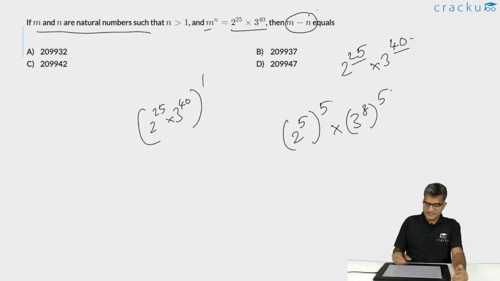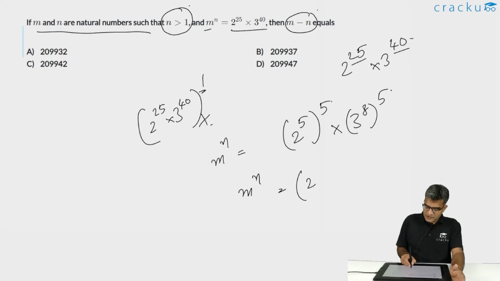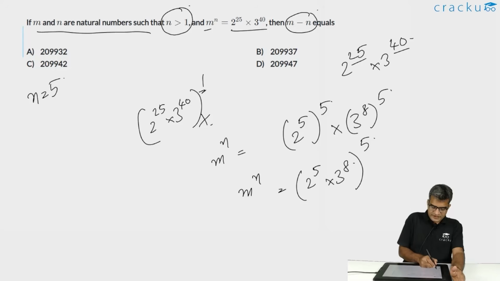But in this particular case, the value of n will be 1. We are told that n is greater than 1, so that is not possible. So the only way we can write it as m to the power n is if we are writing m as 2 to the power 5 into 3 to the power 8, and the value of n is 5. So the value of n is 5 and the value of m is 2 to the power 5, which is 32.